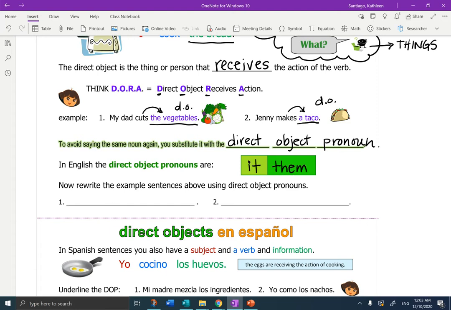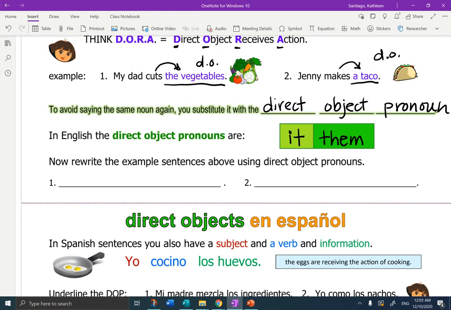Now rewrite the example sentences above using direct object pronouns. So first about my dad. So instead of saying my dad cuts the vegetables, what can we replace the vegetables, the direct object, with? What's the correct direct object pronoun to replace the vegetables? We would write my dad cuts. Now would vegetables be an it or a them? It would be them. My dad cuts them. Now you have a DOP, a direct object pronoun.